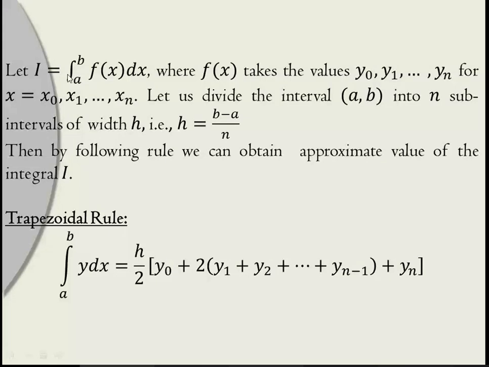x0 is nothing but a. x1 will be x0 plus h, because h is the width. x2 will be x0 plus 2h, or x1 plus h. Just go on adding h until xn becomes b. And for each value of x, find a value of this function, that are y0, y1 up to yn, and use these terms to do the calculation.